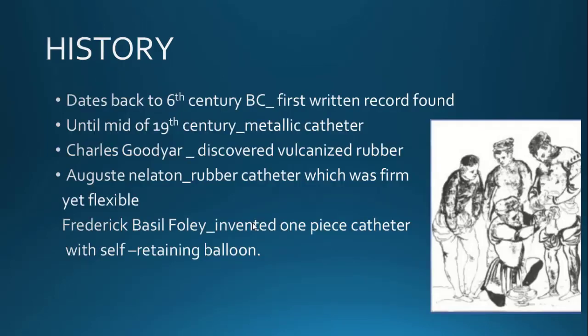Urinary catheters. When we talk about the history of urinary catheters, it dates back to 6th century BC, where we found the first written record of urinary catheters. Until the mid of the 19th century, metallic catheters were being used. Charles Goodyear discovered first vulcanized rubber catheter. Augustine Nelaton discovered a rubber catheter which was firm but yet flexible. Frederick Bessel Foley was the first person to invent one-piece catheter with self-retaining balloon.